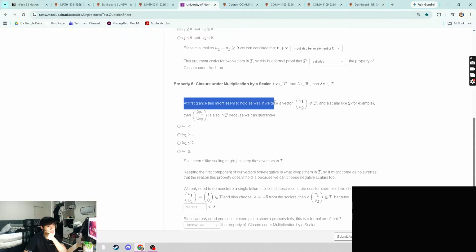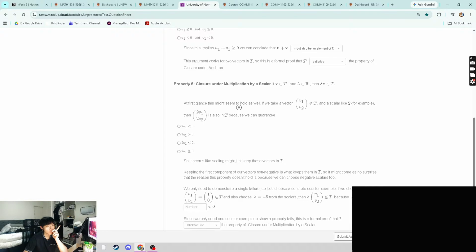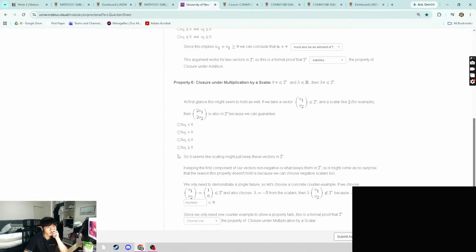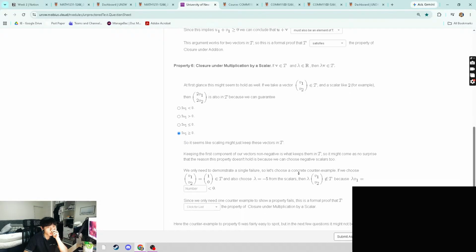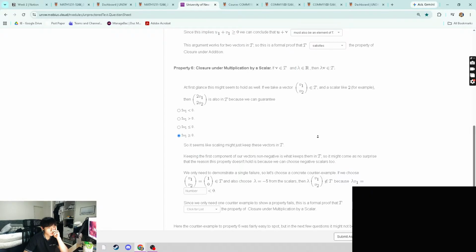At first glance, this might seem to hold as well. However, we can't guarantee that something is always larger. So it seems like scaling might be a problem. Keeping the first component non-negative is what keeps them in T, so it might come as no surprise that the reason this probably doesn't hold is because we have a scalar in the real numbers.